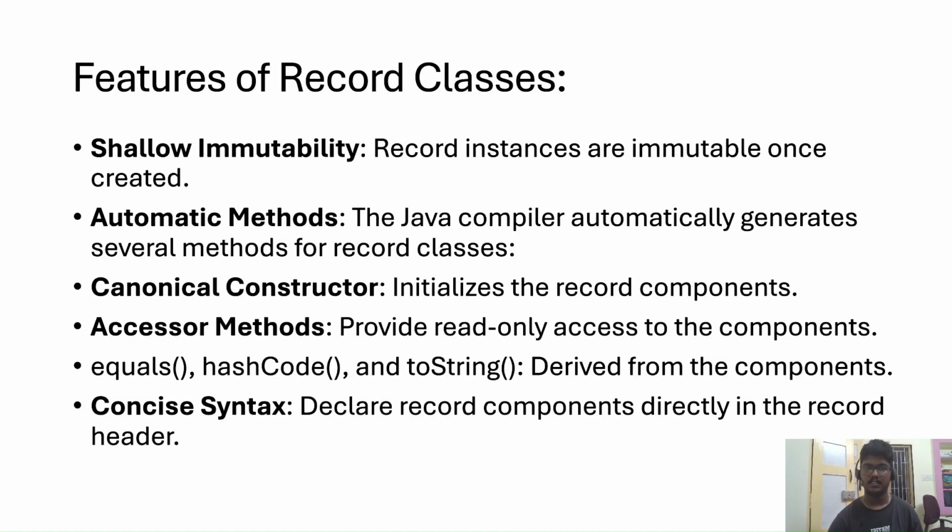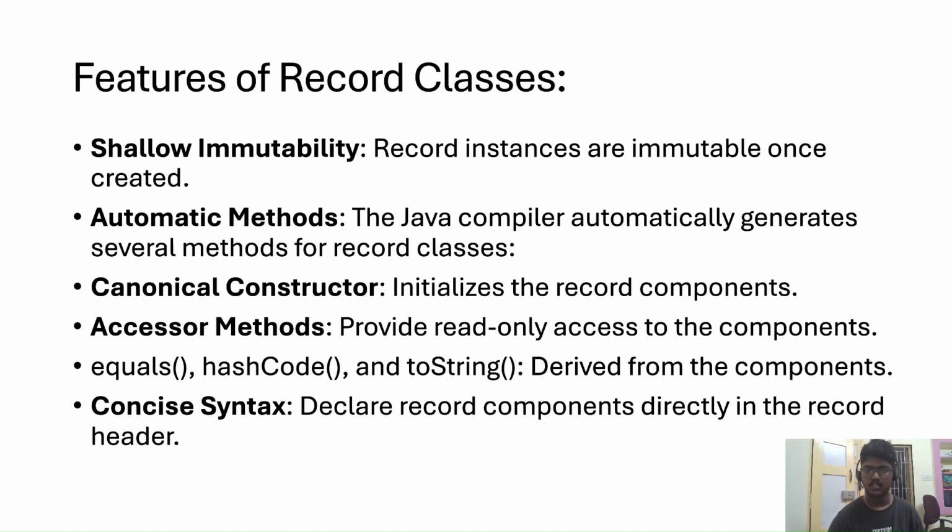Features of record classes. Record instances are immutable once created. So whatever components we have for a record class, we cannot modify after we create that particular record class object. Automatic methods: the Java compiler automatically generates several methods for record classes, for example toString, hashCode, equals, and the getter methods as well.